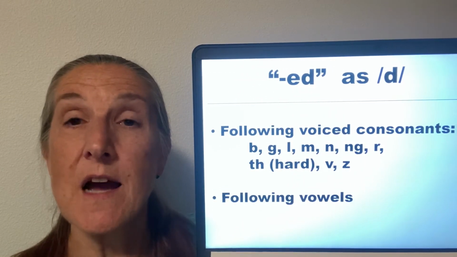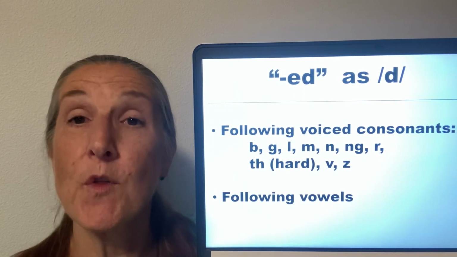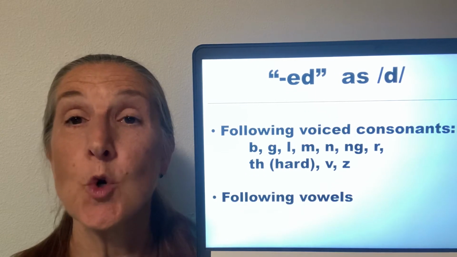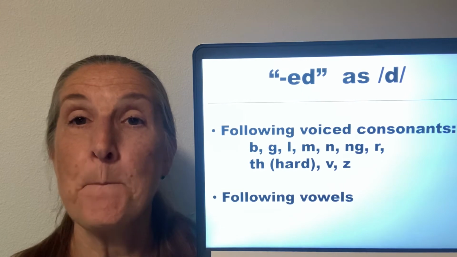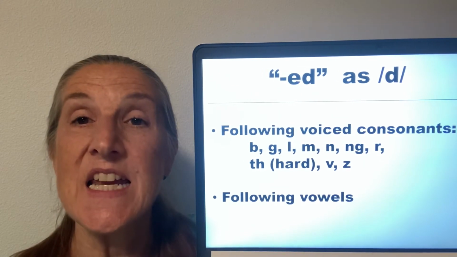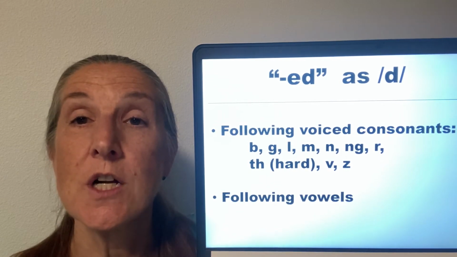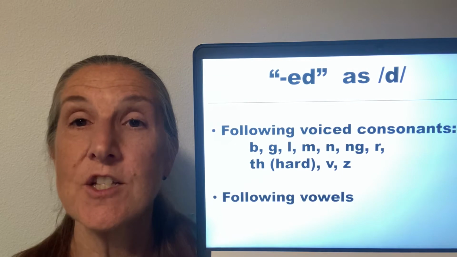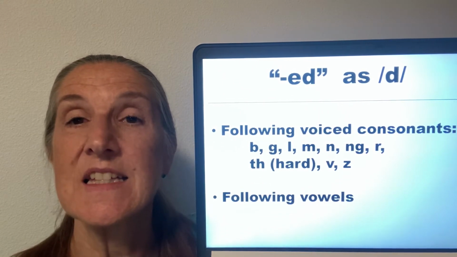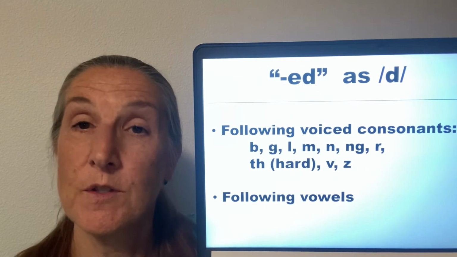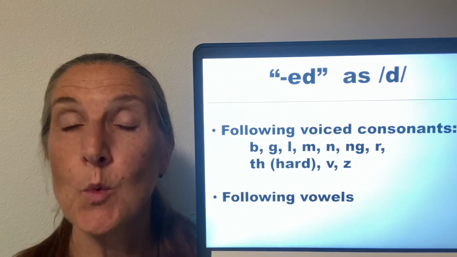So the voiced consonants are the B sound, the G, both hard and soft, so G or J. The L sound, the M sound, the N, the NG, the R, the hard TH, the V, and the Z. And then the vowels in English are voiced, so any ED that's following a vowel will sound like a D.